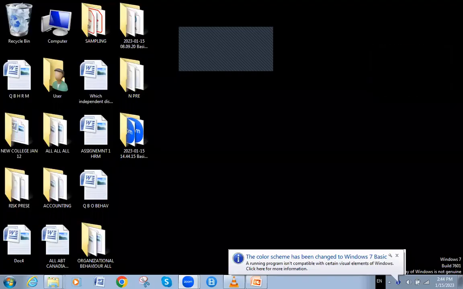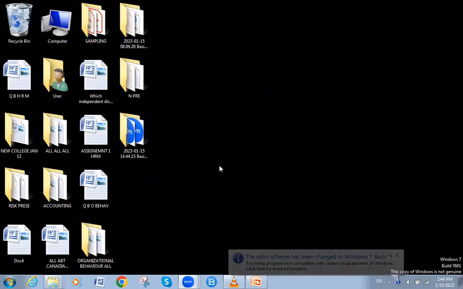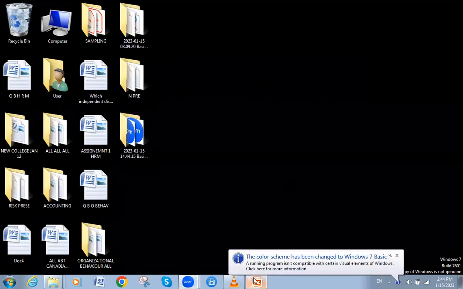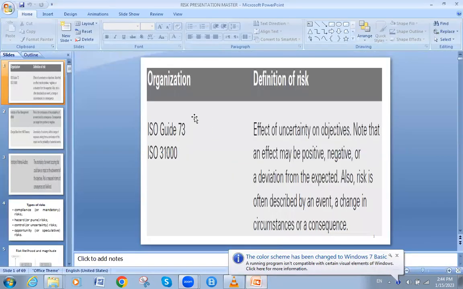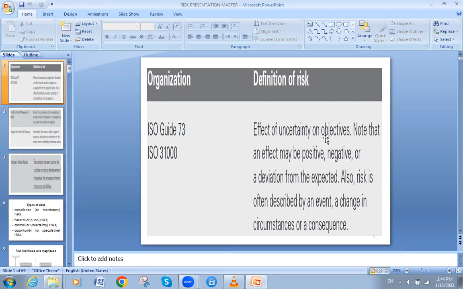This is a new lecture on risk, how to manage risk and how to see the risk. The risk definition is the effect of uncertainty on objectives. Note that an effect may be positive or negative, any effect, or a deviation from expected. Also, risk is often described by an event, a change in circumstances or consequences.